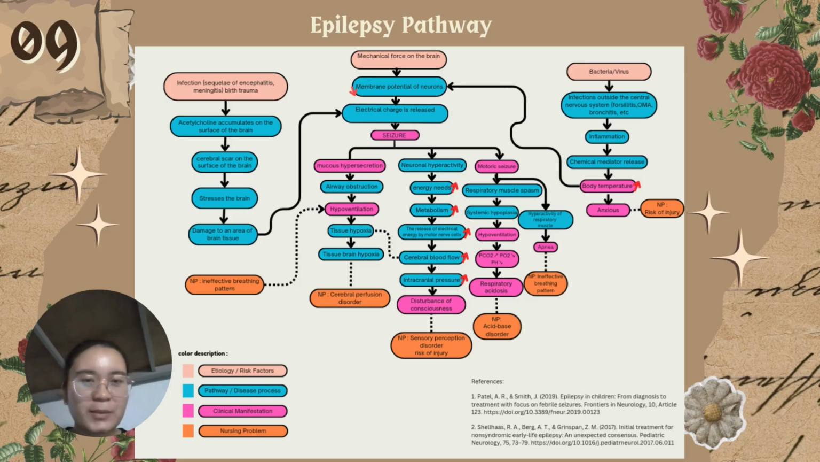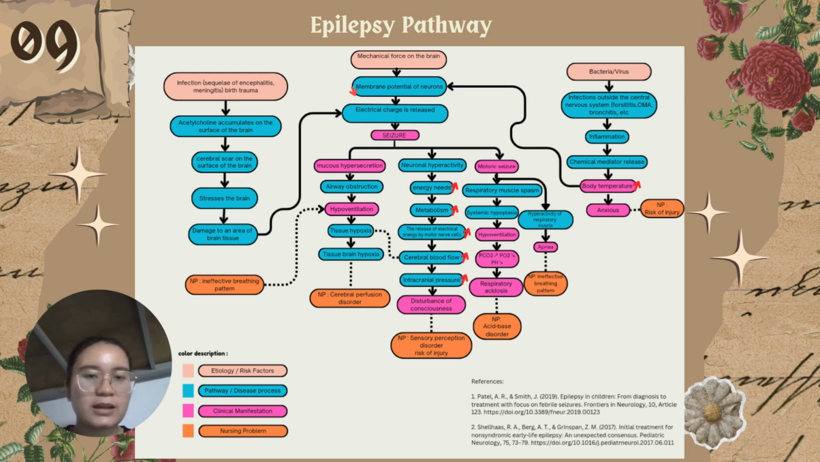So this is the epilepsy pathway. The pathway of epilepsy in the image shows the processes that occur in the brain when someone experiences a seizure, which can be caused by various factors. I will explain it simply. First one is etiology or initial causes. There are several risk factors that can trigger seizures, such as infections, encephalitis or meningitis, trauma at birth, mechanical injuries to the brain, bacterial or viral infections outside the central nervous system, tonsillitis, bronchitis.